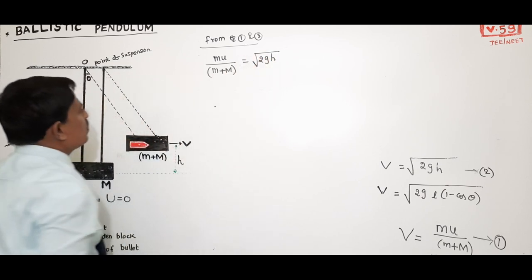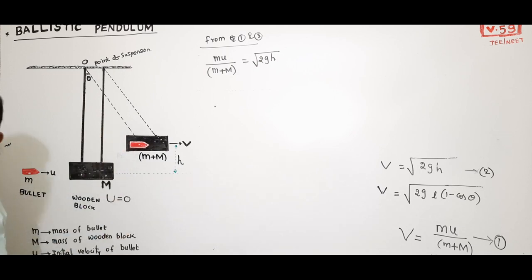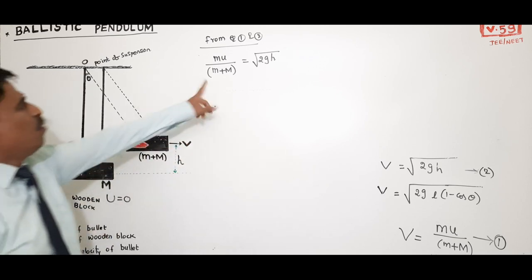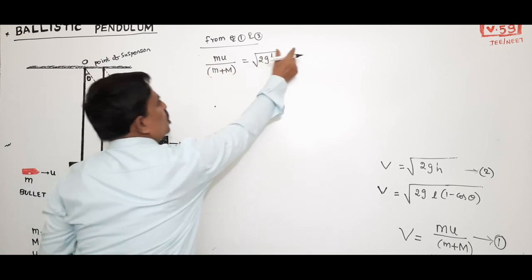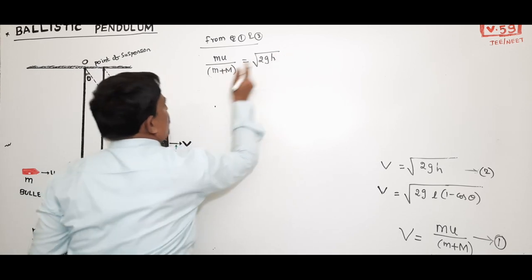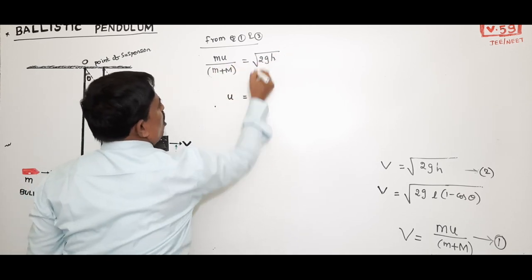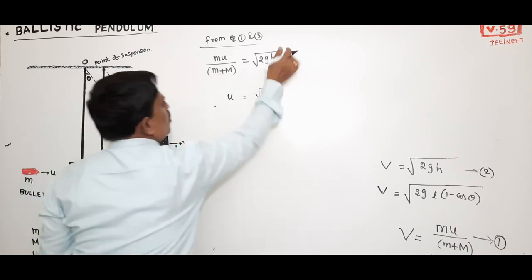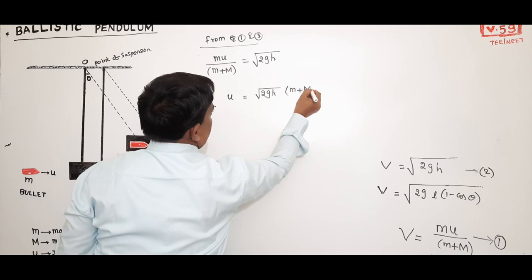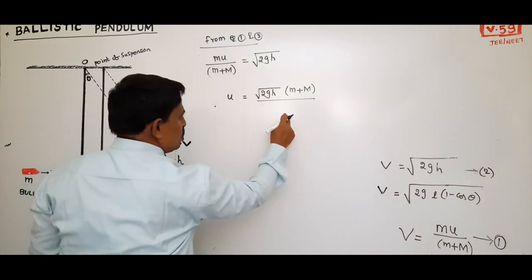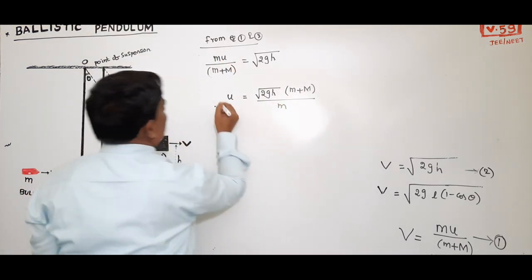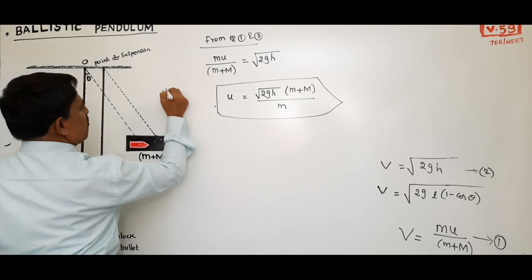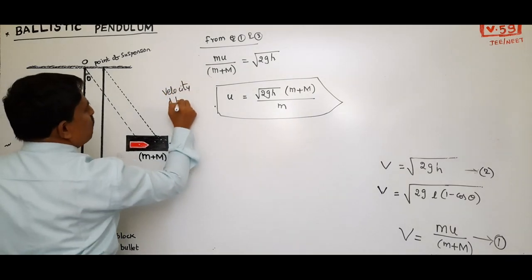Now, by using this pendulum, we are finding the velocity of the bullet. That is u. We have to find small u. Small m plus capital M goes to the numerator. Small u is equal to under root of 2gh, into small m plus capital M, and small m comes to the denominator. This is the formula for the velocity of the bullet.